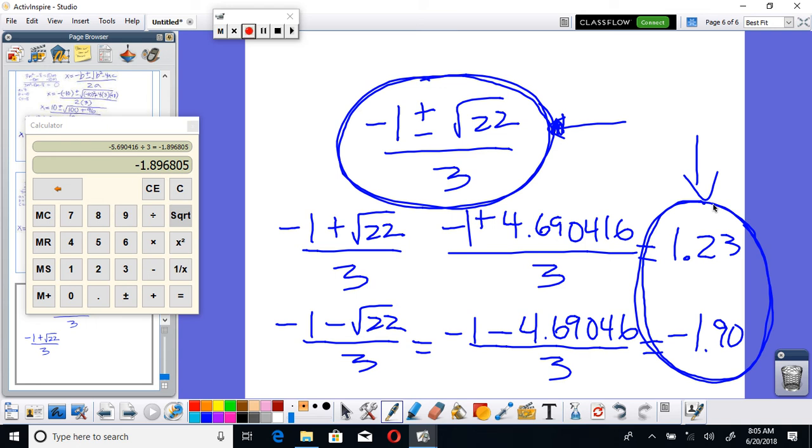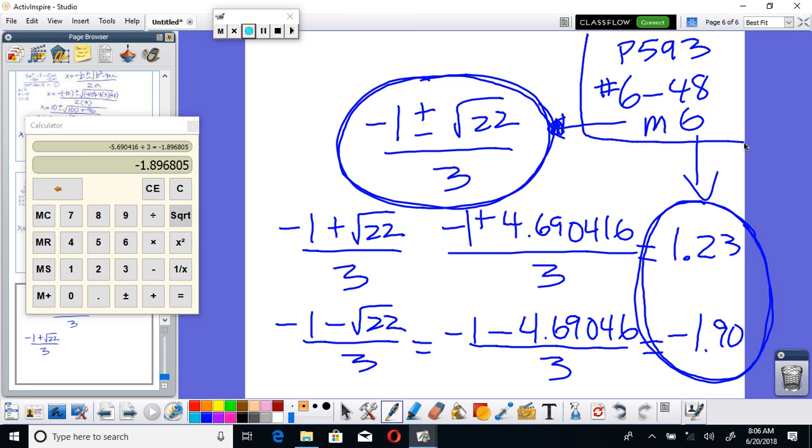Let's see, page 593. Numbers 6 through 48, multiples of 6. 8 problems. Okay. Be ready for quiz tomorrow.